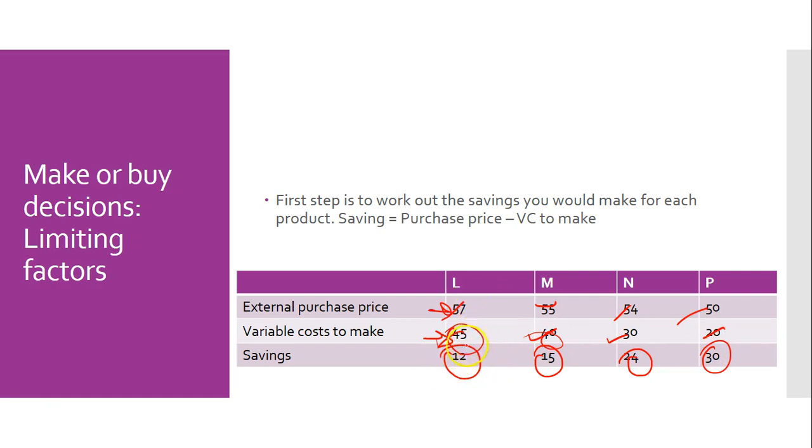So you have 57 minus 45. So by making this product in-house, we save 12 pounds. By making this product in-house, we save 15. We save 24, and we save 30.